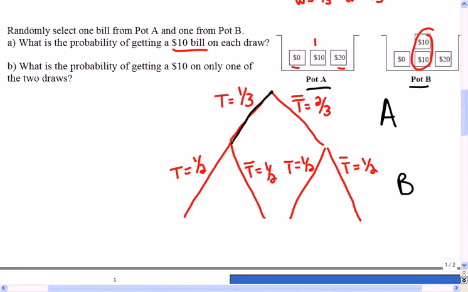Okay, so I had to draw a 10 and then draw another 10. So that would be 1/3 times 1/2, which is 1/6. So what's the probability of getting a $10 bill on only one of the draws? Okay, so let's revisit this probability tree.